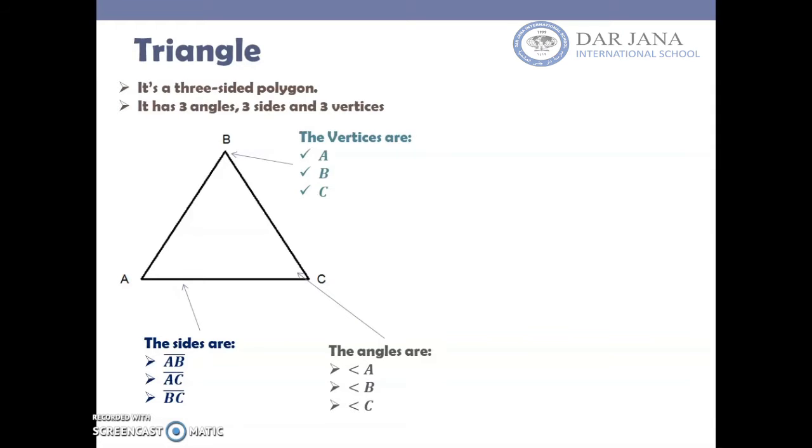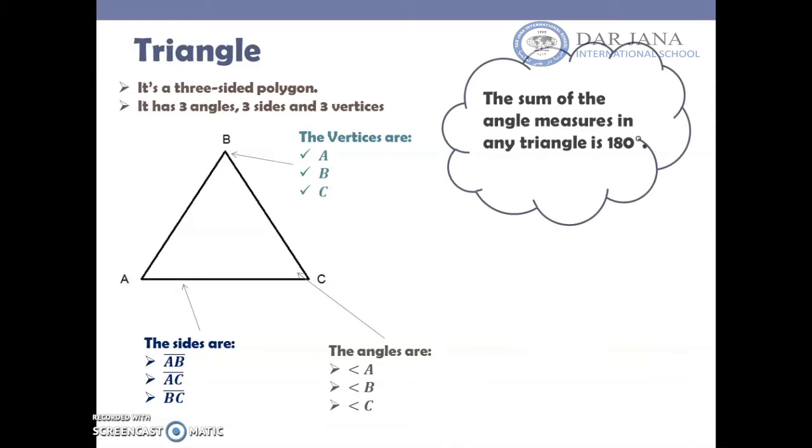Like we said at the beginning of the lesson, the sum of the angle measures of any triangle is 180 degrees. So this means that if I give you the measure of angle A, angle B, and angle C, I have 56 degrees for B, 64 for A, and 60 for C. And if I add them all, if you add 56 plus 64 plus 60, you will have 180 degrees.